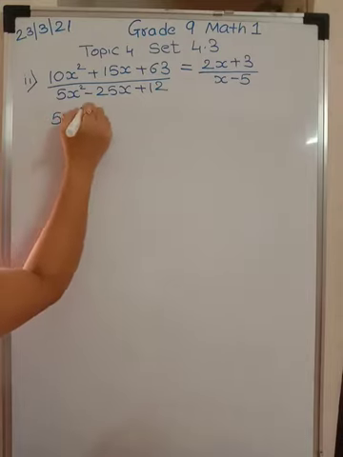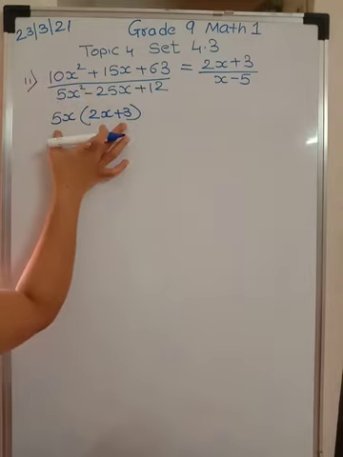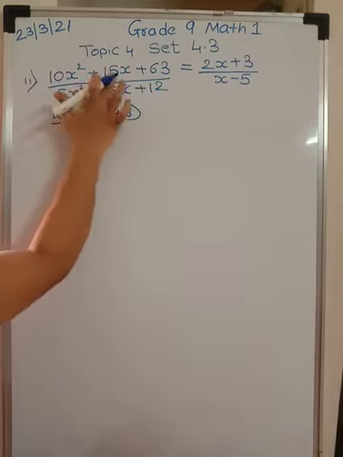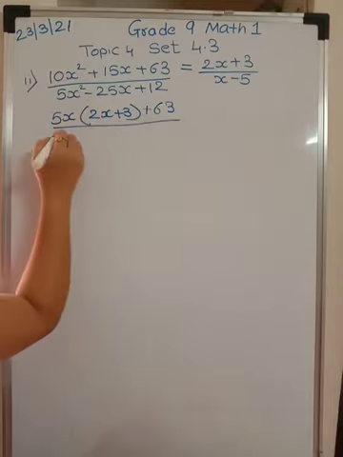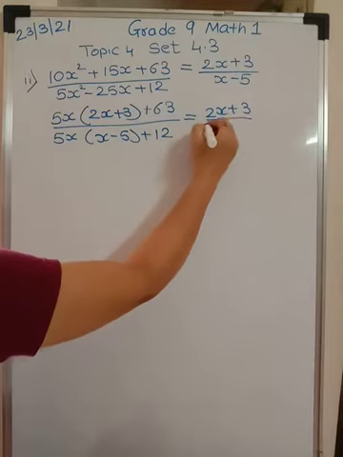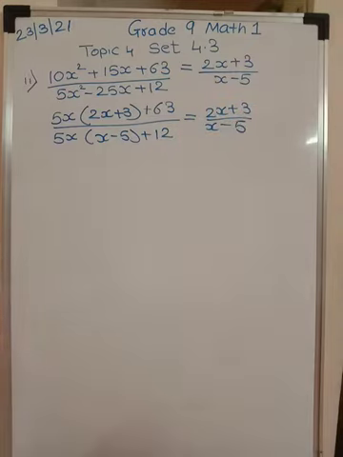If I take 5x out, what I am going to get is 2x plus 3. So this is the first two terms. If you multiply this with this bracket, you will be getting the first two terms, plus 63 as it is, divided by 5x taken out again, and then what I will have is x minus 5, plus 12 is equal to 2x plus 3 upon x minus 5. Is this clear?